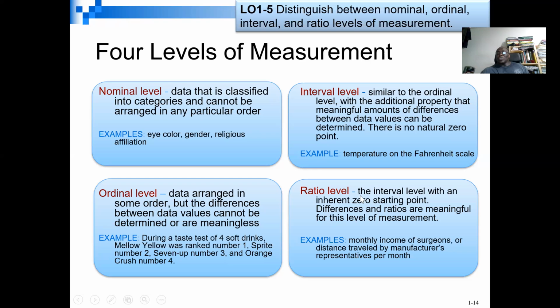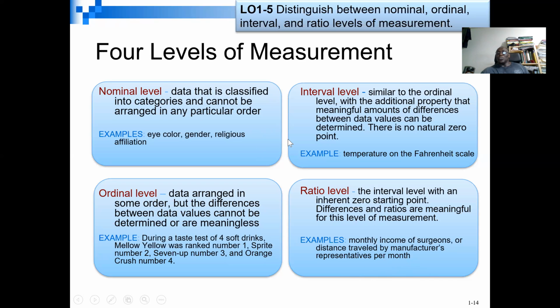So the ratio level is the interval level with an inherent zero starting point. Because if my bank account is zero, it means I don't have anything. And the differences and ratios are meaningful for this level of measurement. So examples can be monthly income of soldiers, or distance traveled by manufacturing representatives per month.